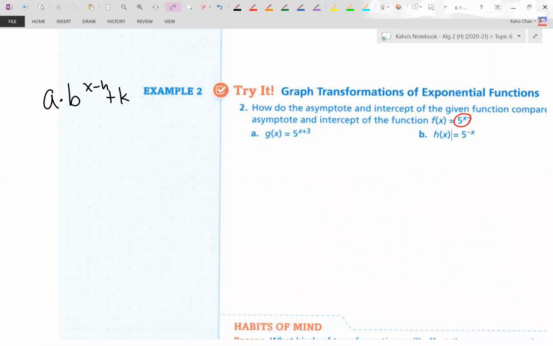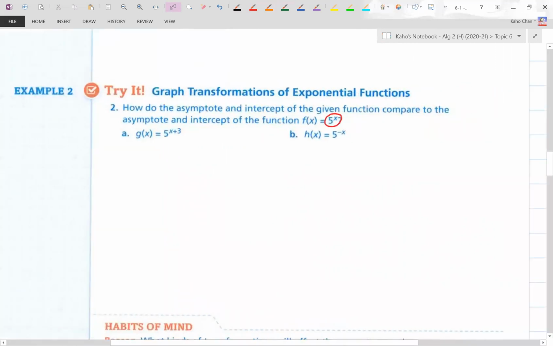5 to the x is pretty easy to create some points for, if you think about it. They are, pick 0, 1, 5 to the 0 is 1, 5 to the first is 5. Those are your points that you will plot for the parent graph. 1, 2, 3, 4, 5. So here's your parent graph right there. Okay, it's an exponential growth function like that.